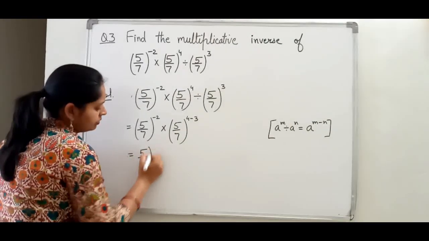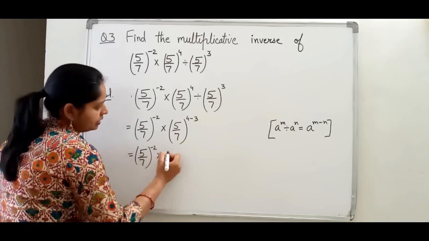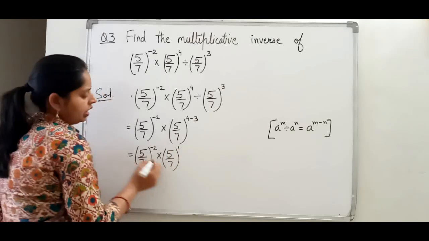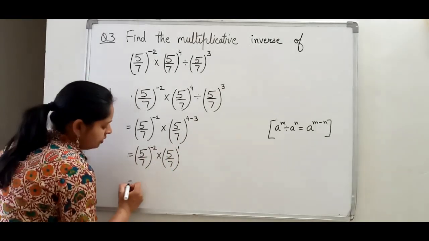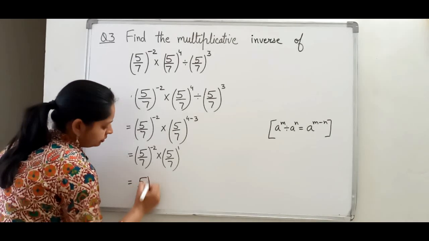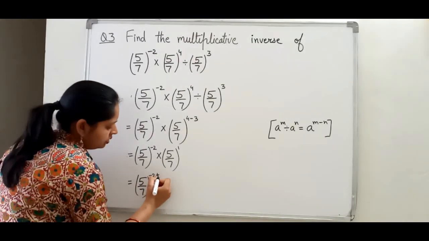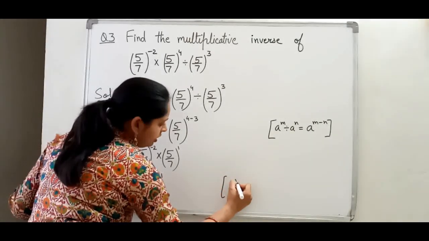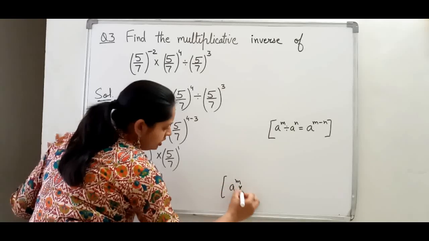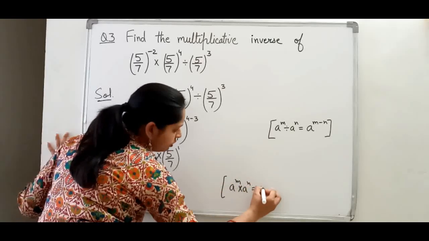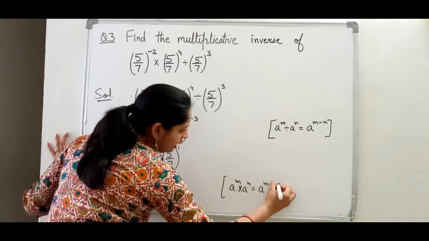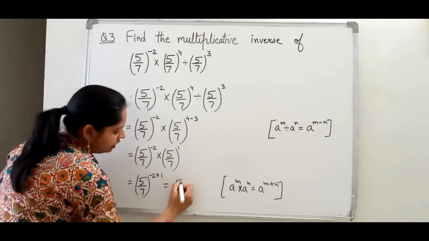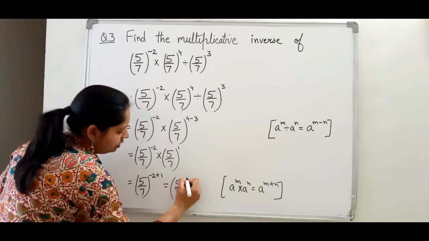(5/7)^(−2) multiplied by (5/7)^1. Again multiplication is there, so we have to add the powers: −2 plus 1. Which law have we used here? a^m multiplied by a^n is equal to a^(m+n), right? So −2 plus 1 will give you (5/7)^(−1).